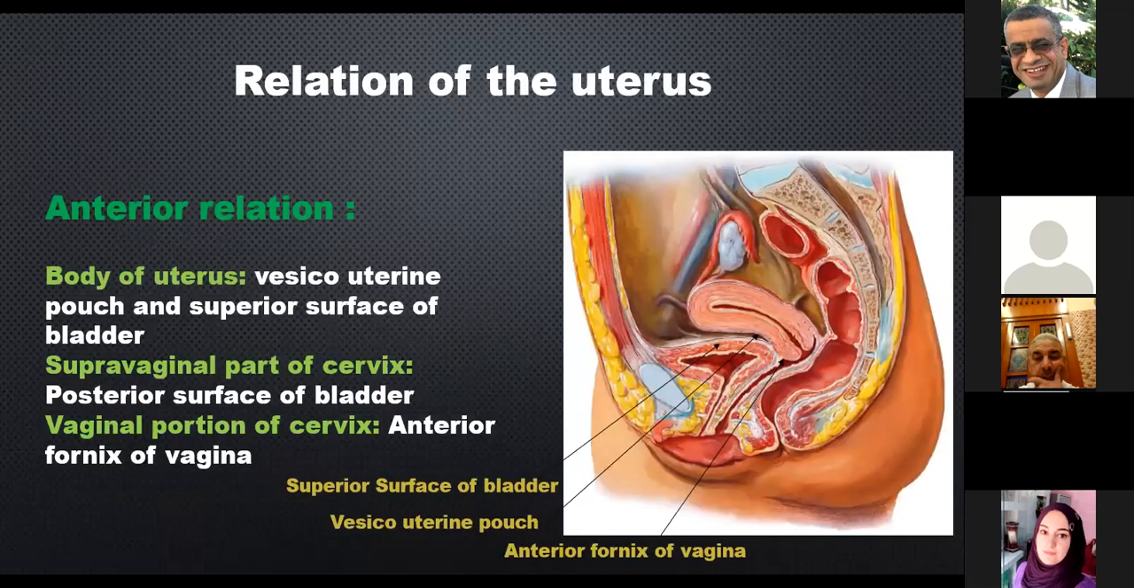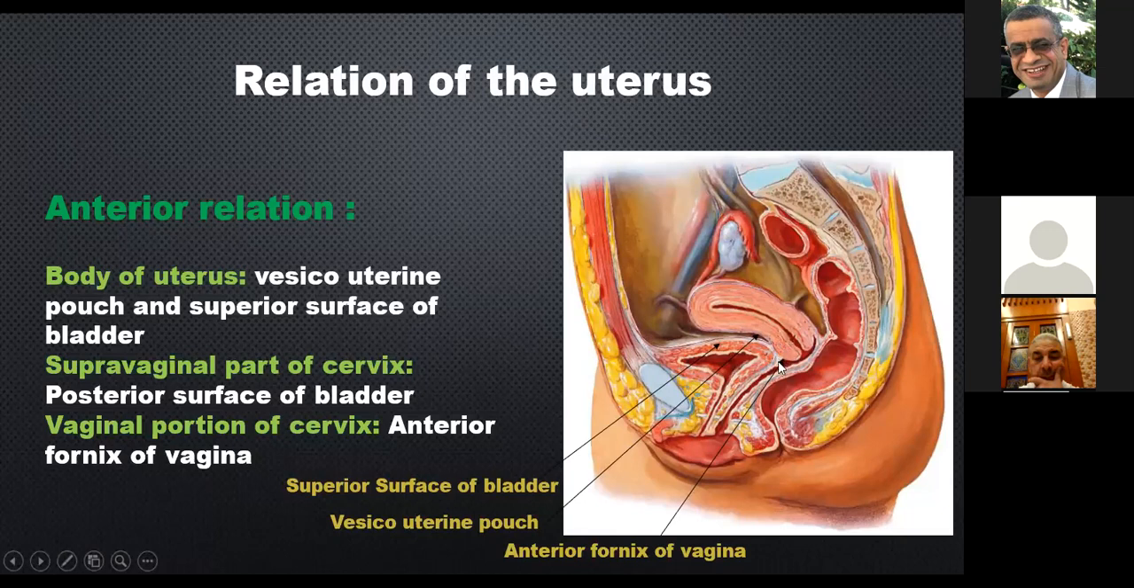Relations of the uterus, anterior relation. The anterior relation to the body of the uterus is the vesico-uterine pouch and the superior surface of the bladder, while for the supravaginal part of the cervix it is the posterior surface of the bladder, and for the vaginal part of the cervix it is the anterior fornix of the vagina.